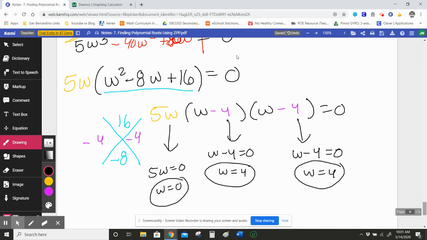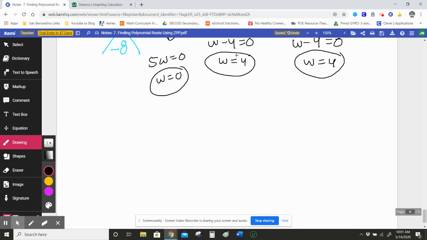So lo and behold, we actually have 2 roots, right? When I'm saying 2 roots, it's because there are only 2 different numbers. These are both the same. So w equals 4, w equals 4, the same thing. So my 2 roots are w equals 0, and my second root is w equals 4.